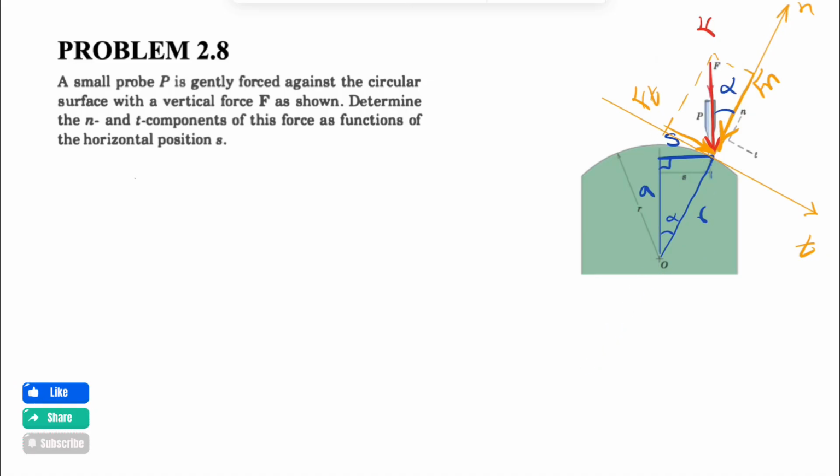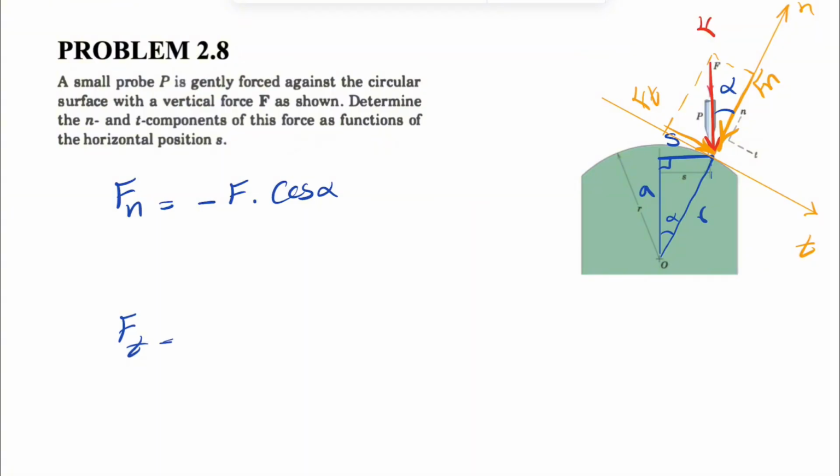So let's figure out Fn and Ft. If we look at Fn, first of all it is acting along the negative n axis, so we're going to have negative F times the adjacent of alpha, so we need the cosine of alpha to find that one. And for Ft, first of all, it's acting along the positive t axis, so we have F times the opposite of the angle alpha, so we're going to have sine of alpha. But the question is asking us to find it as a function of the horizontal position S, which is one side of this right triangle that we have.